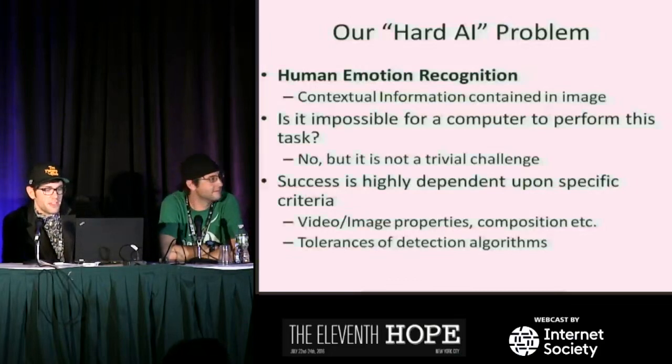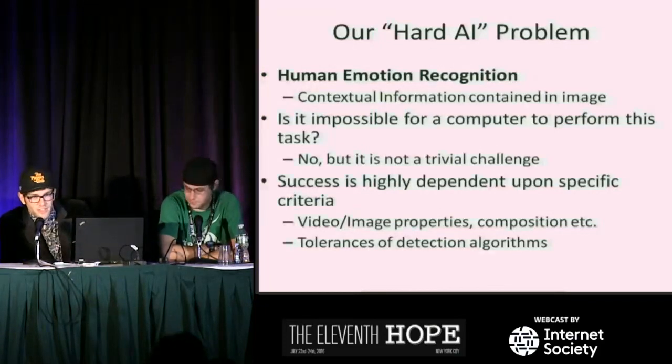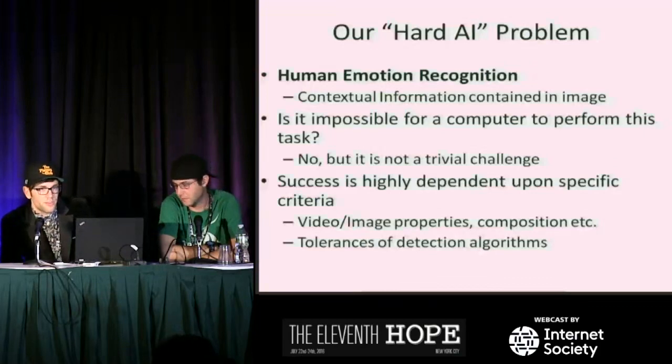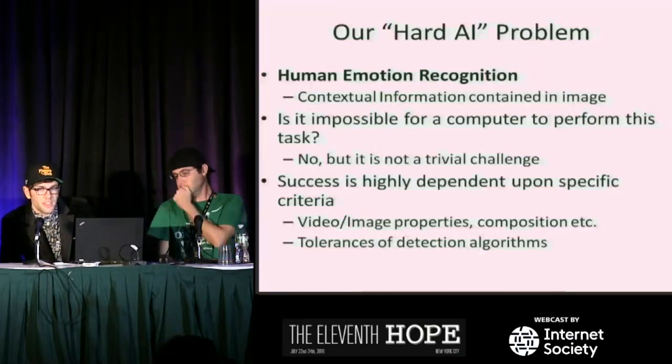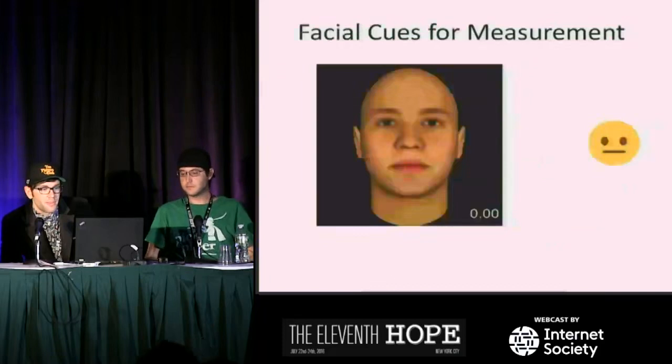Success is highly dependent upon specific criteria, right? We can't just take any old image. The image has to be high quality, of a certain size, properties, composition, things like that. So there are definitely tolerances to the detection algorithms for emotion, and we plan on exploiting those in a meaningful way. So we're going to churn and burn through these really quick for the sake of time.